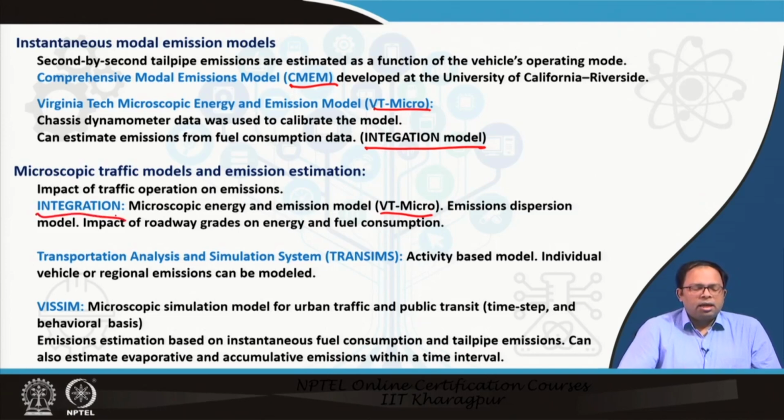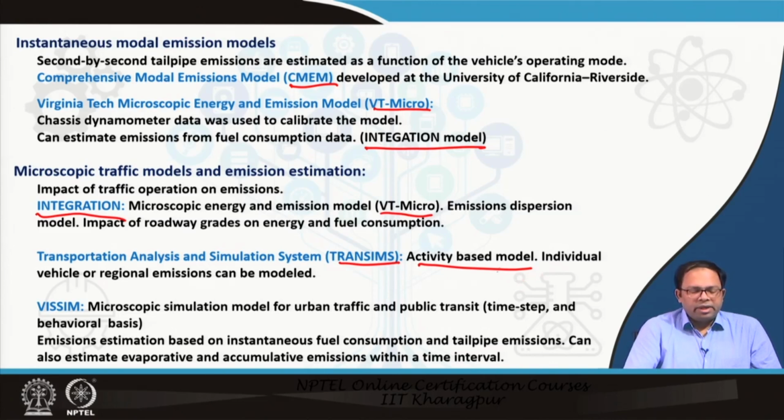This shows us at different kinds of traffic operation what kind of emissions are generated, and it follows the VT-Micro model to estimate those emissions based on chassis dynamometer data which has been used to calibrate those models. Then we have the Transportation Analysis and Simulation System, the TransSIMS model, which is an activity based model. You have already learned about activity based models in the previous lecture, but you can have a detailed understanding of that in the last module, in module 12.